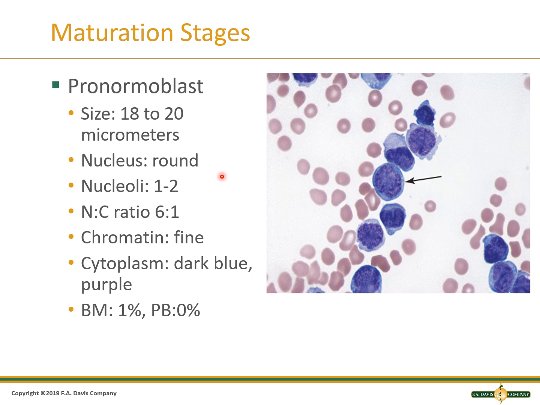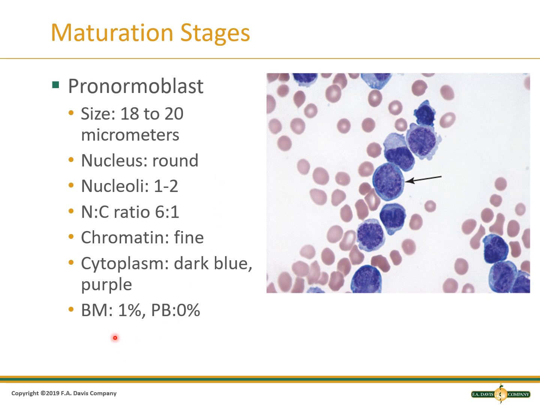The nucleus to cytoplasm ratio is 6 to 1. You can see that primarily, as we just discussed, the cell is primarily a nucleus with less cytoplasm on the periphery of that nucleus. The chromatin pattern is fine. The cytoplasm stains with a dark blue or purple color, kind of a, I think they call that cornflower blue.